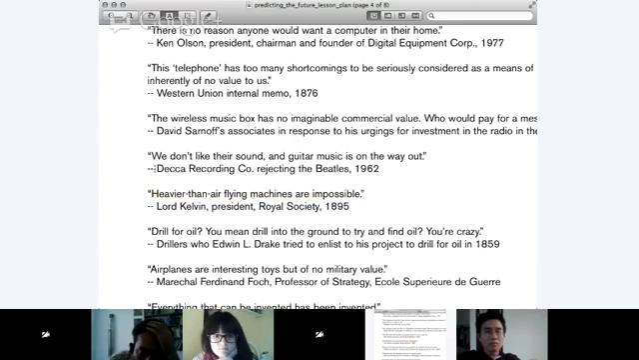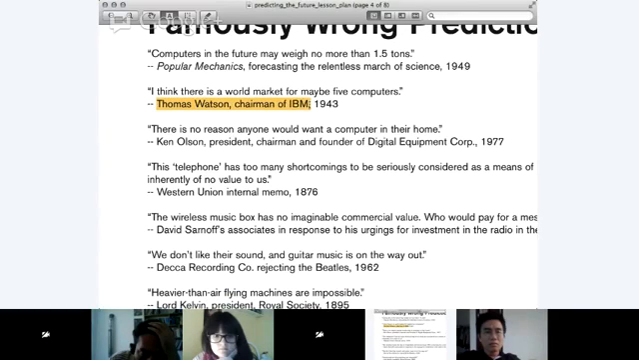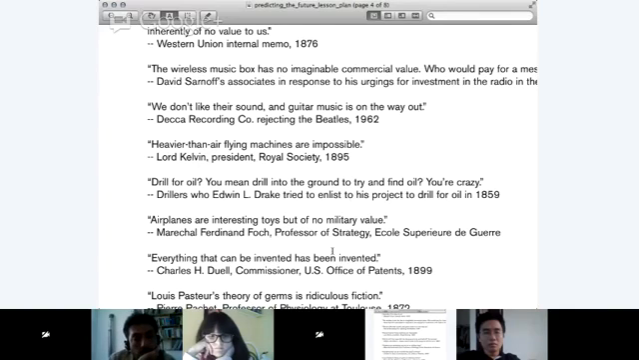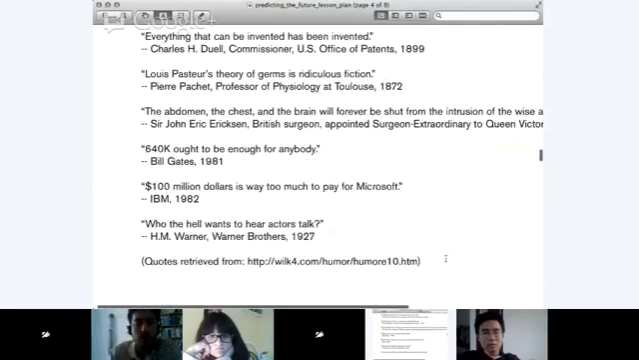Okay, so for example, the first one we read, Thomas Watson, chairman of IBM. And this one is Lord Kelvin, president of the Royal Society in 1895. So these are predictions people made about 100 years ago. And so we'll see how true or wrong their predictions were. So are airplanes impossible? That's my question. Lord Kelvin tells us heavier than air flying machines are impossible. Wow, it's a false prediction. It's false. Yes, airplane.